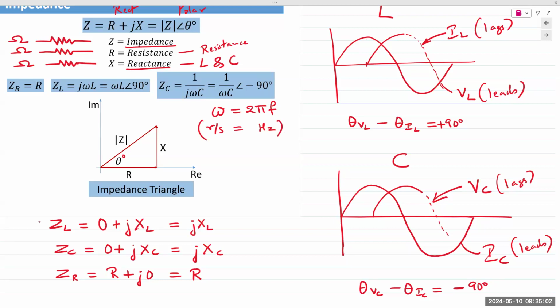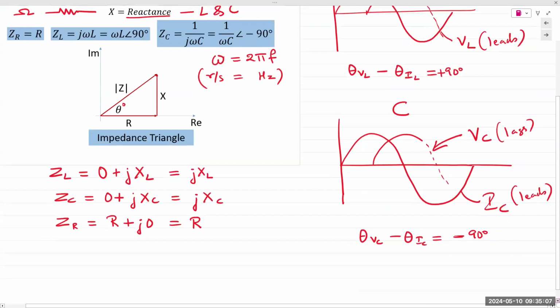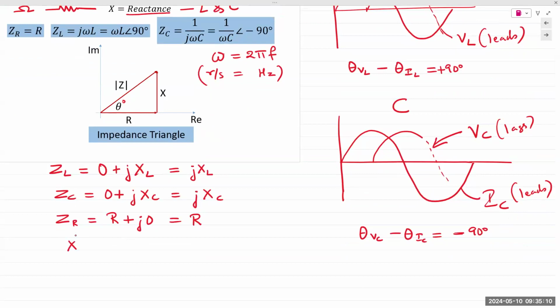So we can write XL. XL is omega L or 2 pi FL. XC is 1 over omega C or 1 over 2 pi FC. 2 pi F times the inductor value, 2 pi F times the capacitor value. Okay.